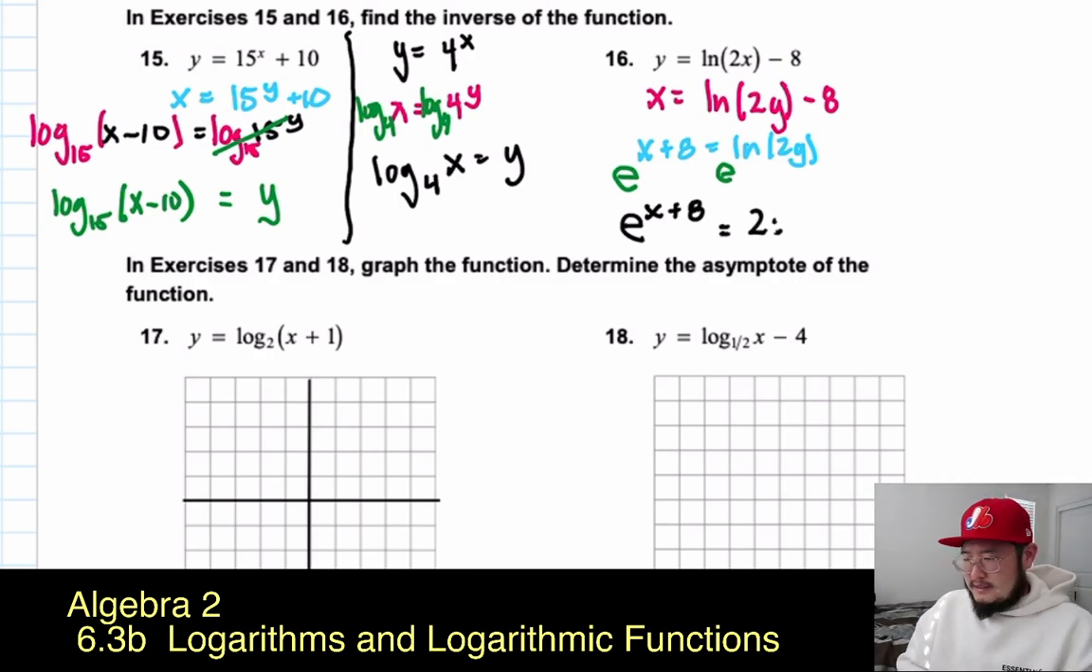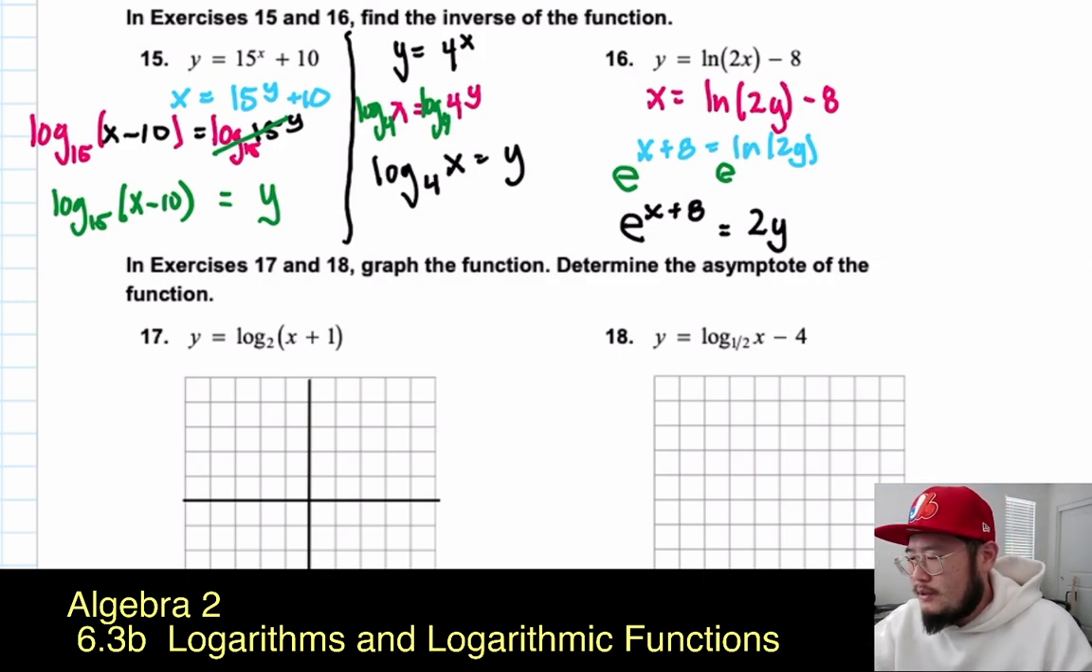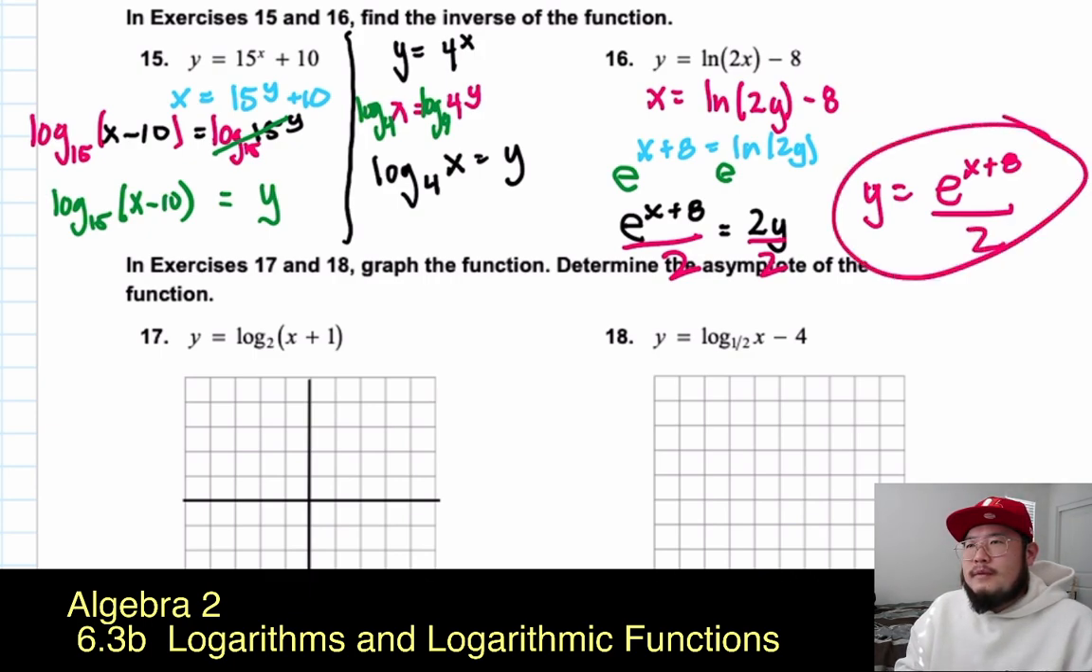Fantastic. All right, we have one last step. We'll divide both sides by 2, and y is equal to e raised to x plus 8 power divided by 2 right there. All right, so we've taken a look at several types of inverse problems.